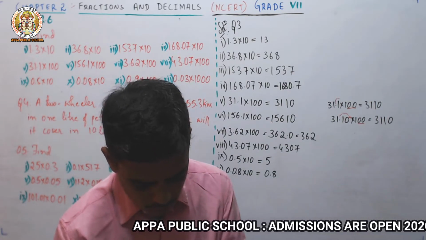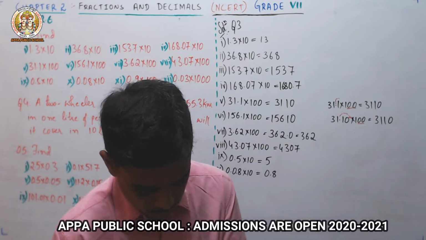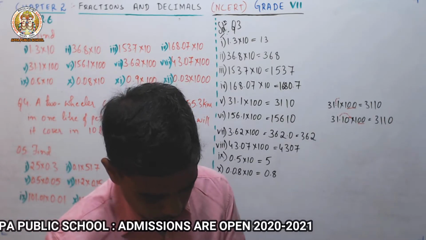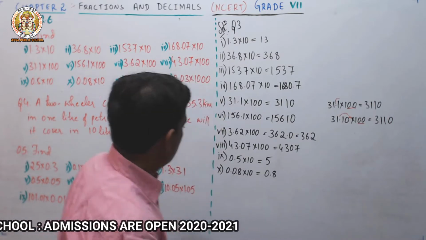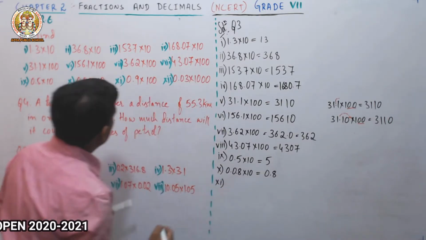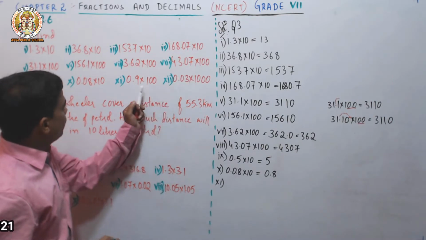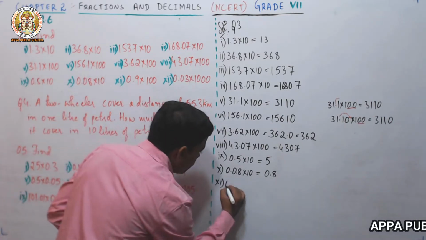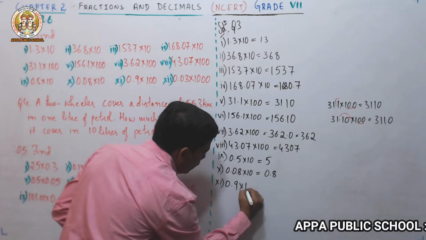Next question. What is the next question please? See here, the question is the 11th one. What is the question? 11th question here: 0.9 into 100.